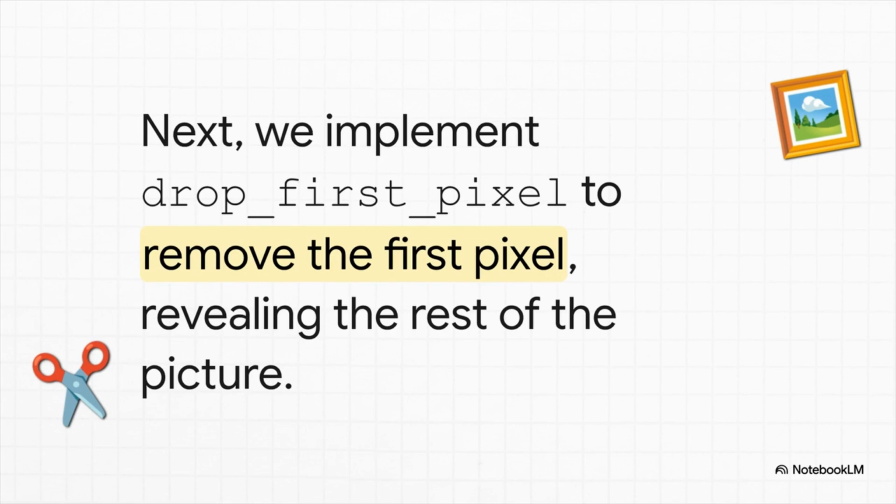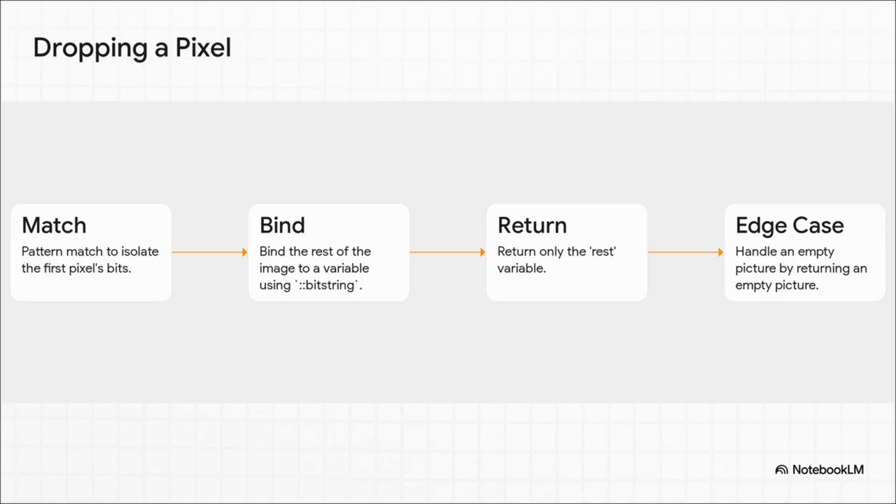The job here is to do the opposite of what we just did. We want to remove the first pixel and just get the rest of the picture. And if you're thinking the solution is going to look familiar, you are absolutely right. We use that same pattern matching superpower again. We break the picture down into the first pixel and the rest. But this time, we just return the rest.